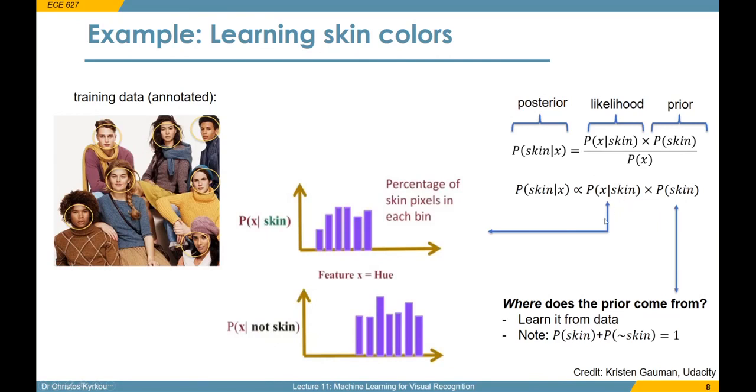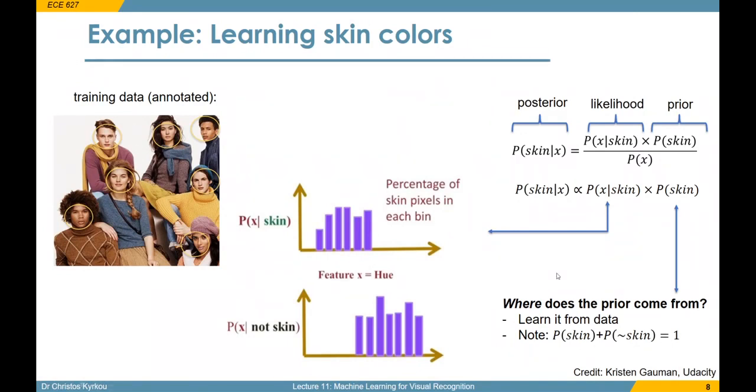The likelihood is what we compute with the histograms. So we have this quantity here. And the question is, how can we find out the probability of having a skin pixel? Well, this again can be done through the data. And also note that the probability of having a skin pixel, added to the probability of not having a skin pixel, should sum to 1.